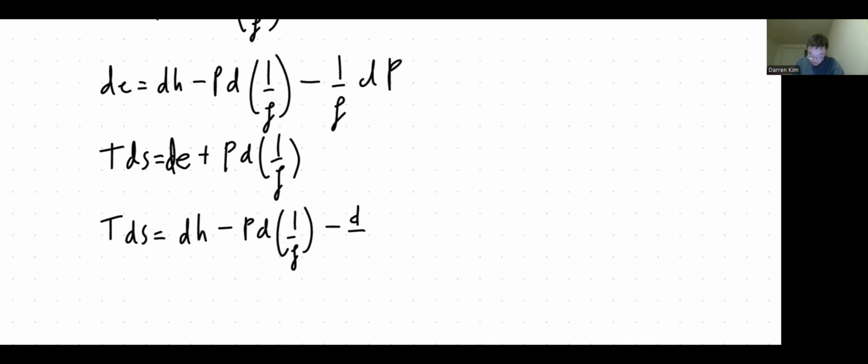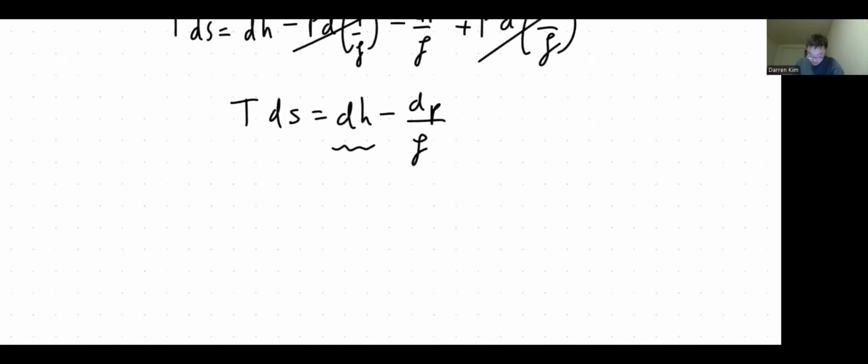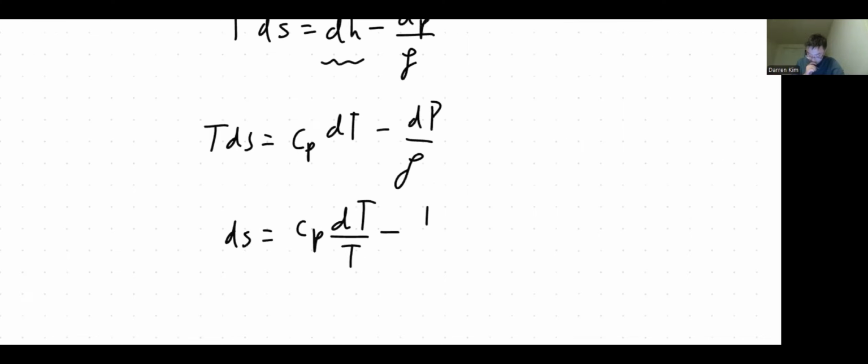which will give you over here ds equal, what is this? What is dH? That's Cp dT minus dP over density. So that's ds equals Cp dT over T minus 1 over density T dP. Wonderful. So we have this form. What does that give me? I think I did something wrong again.